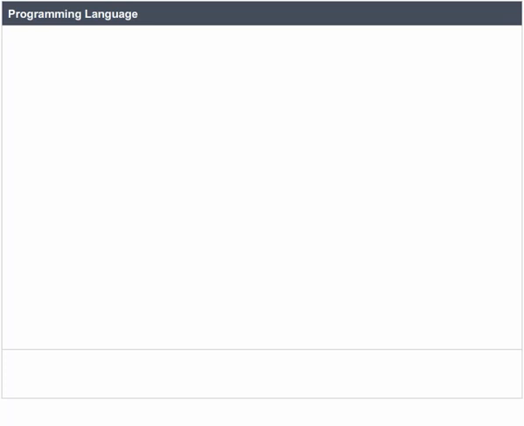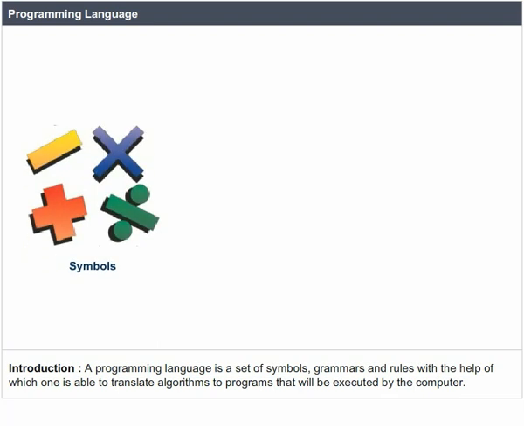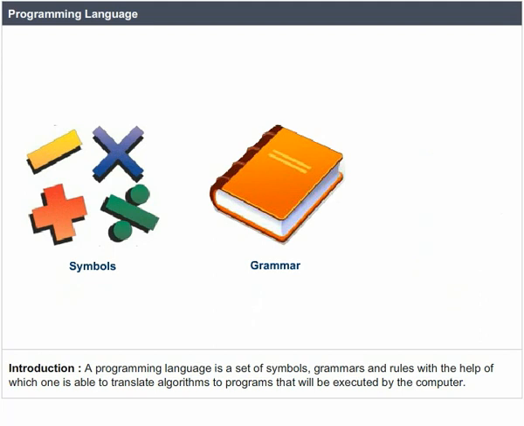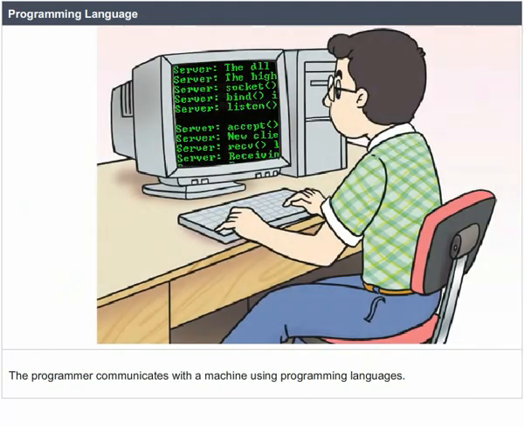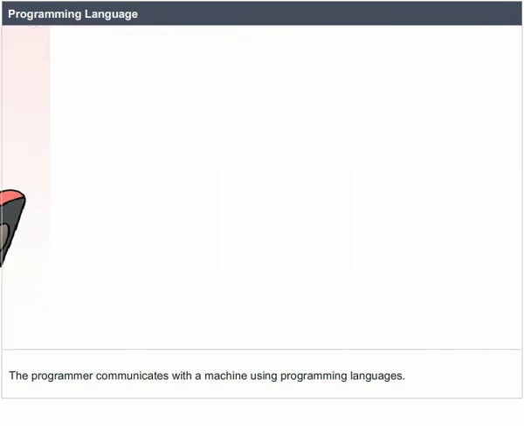Programming language. Introduction. A programming language is a set of symbols, grammars, and rules with the help of which one is able to translate algorithms to programs that will be executed by the computer. The programmer communicates with the machine using programming languages.